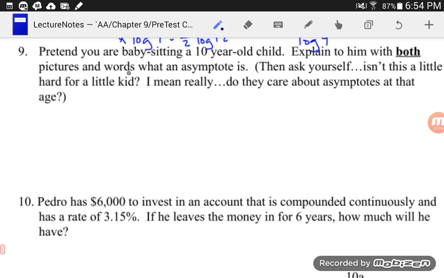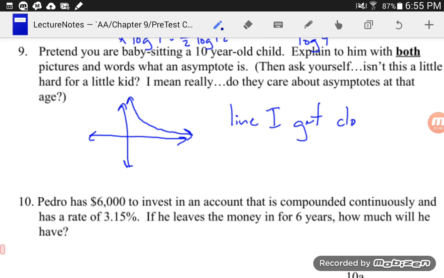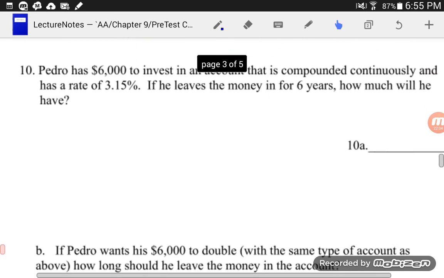Plus explanation. Alright, pretend you are babysitting a 10-year-old child. Explain to him both with picture and words what an asymptote is. Well, asymptote would be a line that my function is getting closer and closer to. So it's like this. The asymptote is that I'm getting closer and closer to this x-axis. So I drew it in pictures. It's the line I get closer to but never touch. Okay, that was sloppy handwriting. I apologize. But you can answer that one.